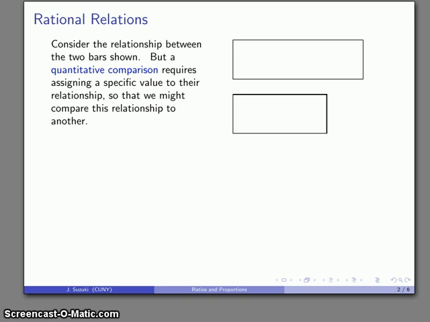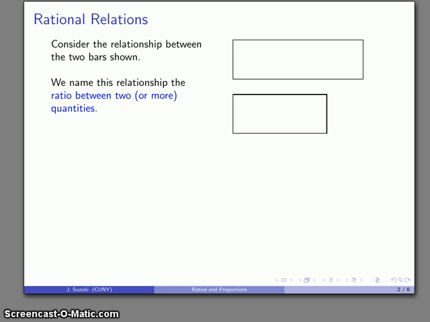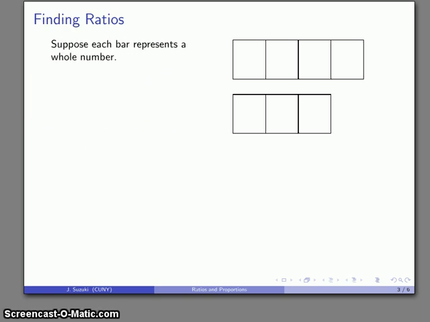Now, it might not be possible to do that, but in the cases where we can, if we can identify a quantifiable relationship between the two objects, we call the relationship the ratio between two or potentially more quantities. Well, one possibility is suppose each bar actually represents a whole number. So here the top bar actually represents the whole number 4, and the bottom bar actually represents the whole number 3. 4 what? 3 what?